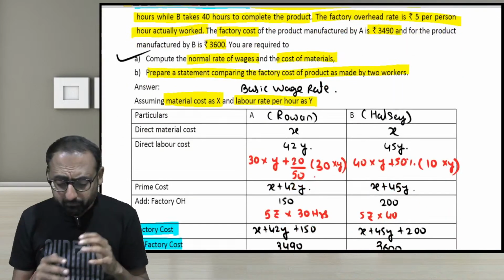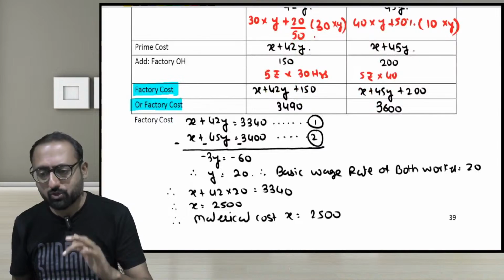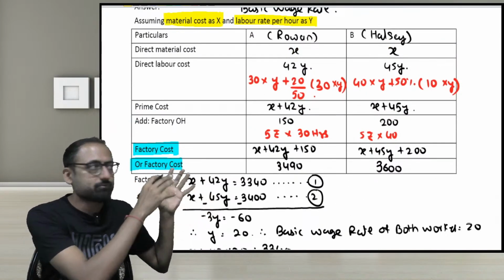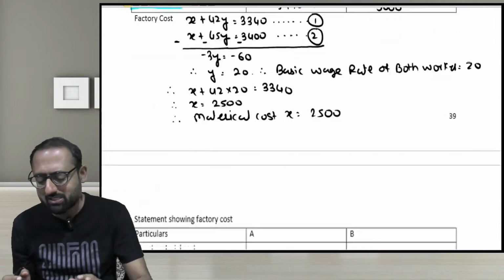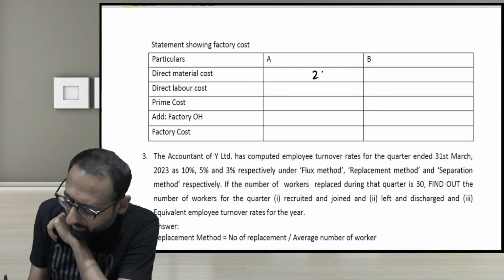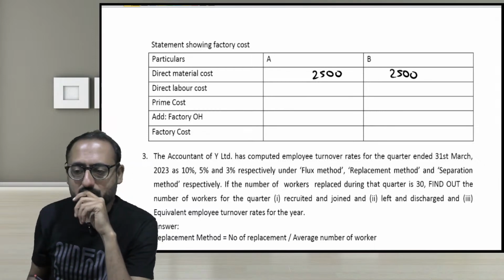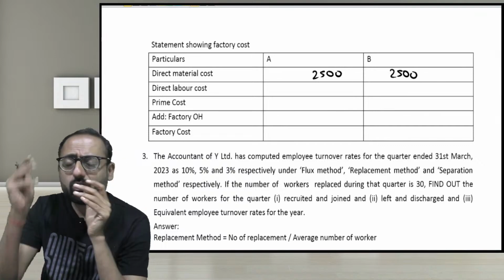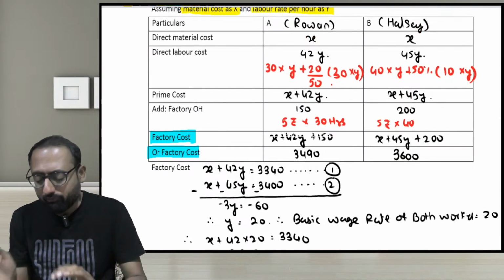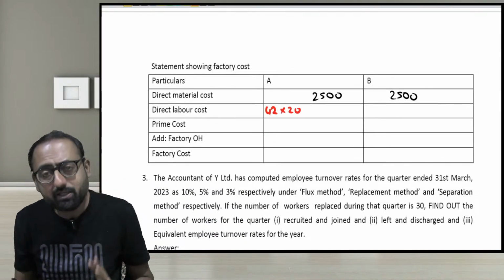Prepare a statement comparing the factory cost of the product made by the two workers. Okay, now you'll have to prepare this table again. Compare the factory cost of 3490 with 3600 for both the products. So how much is your material cost? 2500 is your material cost. How much is the labor cost? No need to calculate that again, no need to write the formula again. Already in the table we have written 42y. The y value is 20.